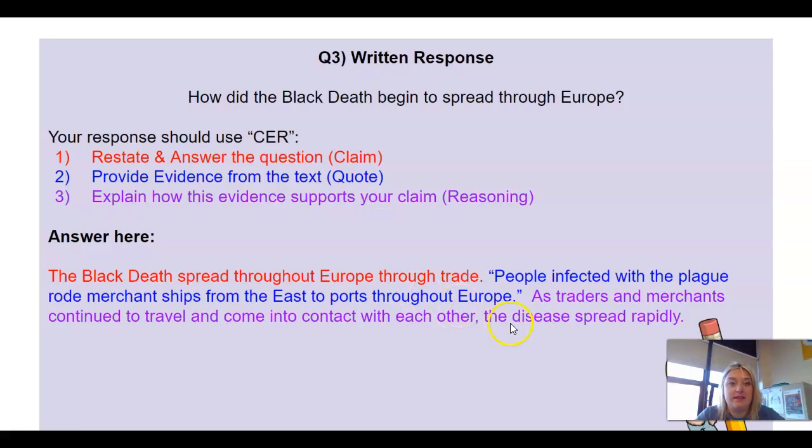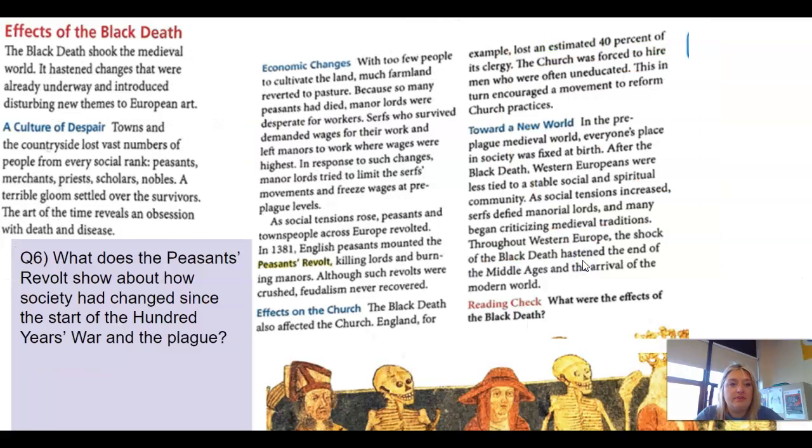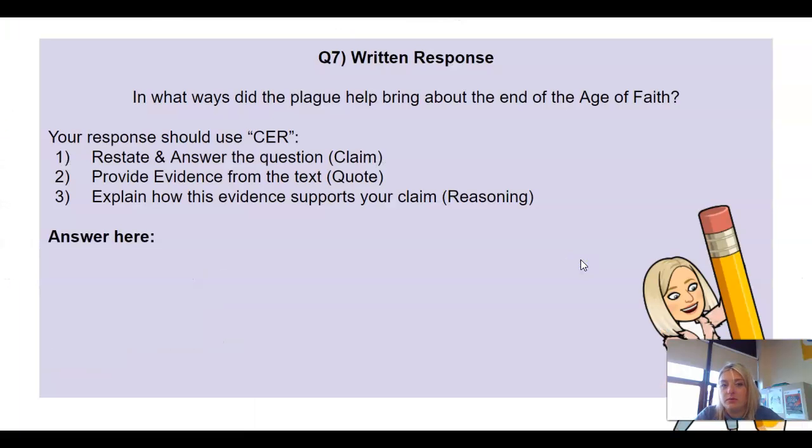So pause if you need to get that. Then you're going to move on to independent practice. You've got one question here that has to do with the text, and then you need to use the chart for number 5. You have the Peasants' Revolt, and then you have one more written response. In what ways did the plague help bring about the end of the Age of Faith?